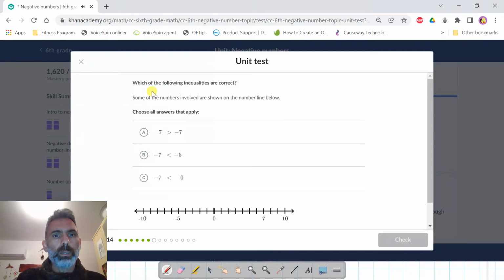Which of the following inequalities are correct? Some of the numbers involved are shown on the number line below. Choose all answers that apply. Okay, 7 is greater than -7. Okay, of course, 7 is to the right of the 0, and -7 is to the left of the 0. So this inequality is correct. -7 is greater than -5.